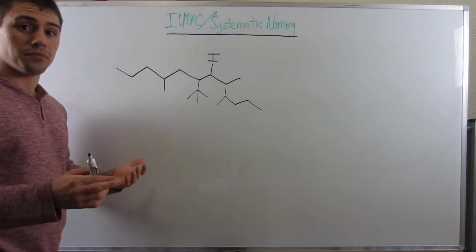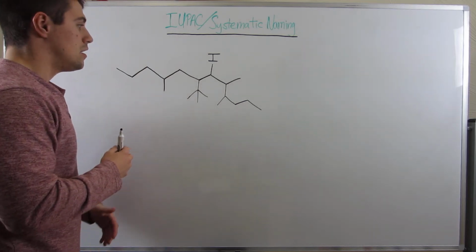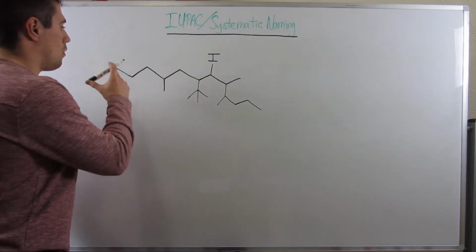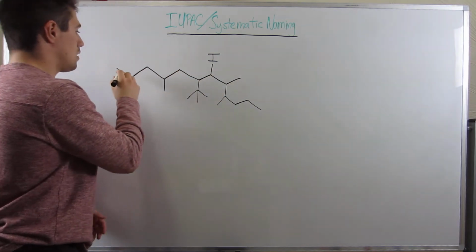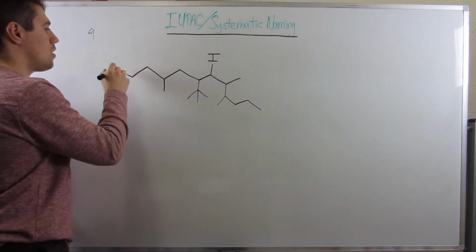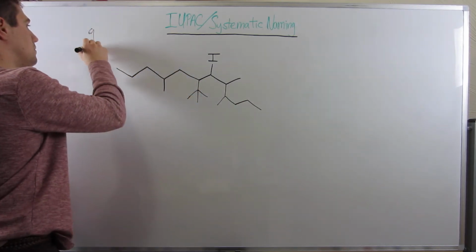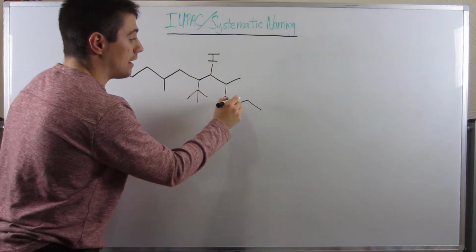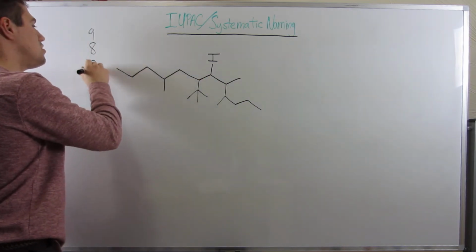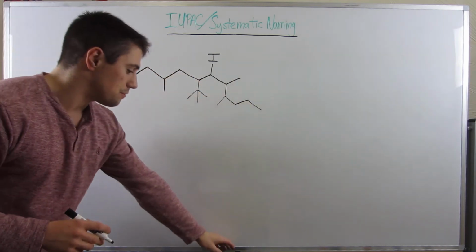So our first step is to find the longest parent chain in the structure, okay? So let's count them all. 1, 2, 3, 4, 5, 6, 7, 8, 9. That's 9 across. 1, 2, 3, 4, 5, 6, 7, 8. That's 8 right there. 1, 2, 3, 4, 5, 6, 7, 8, 9, 10, 11, 12. Okay, so it's a no-brainer that we need to go along this path, right?